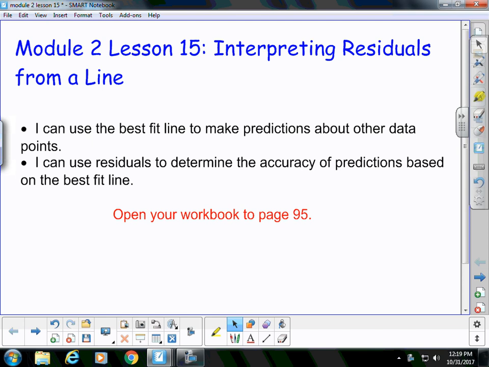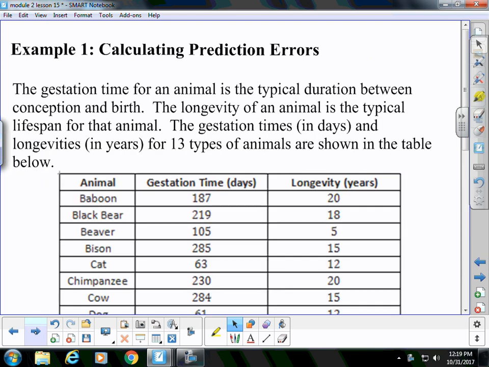Open your workbook to page 95. All right, calculating prediction errors. Remember, that's what the residual is, the prediction error. The gestation time for an animal is the typical duration between the conception and the birth. The longevity of an animal is the typical lifespan for the animal.